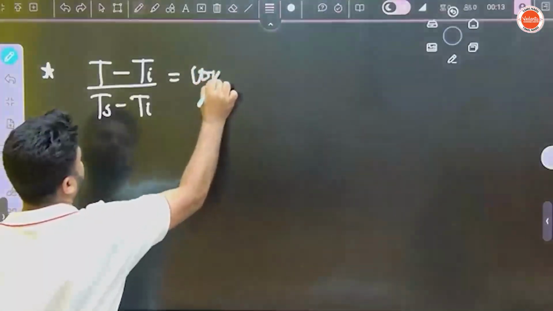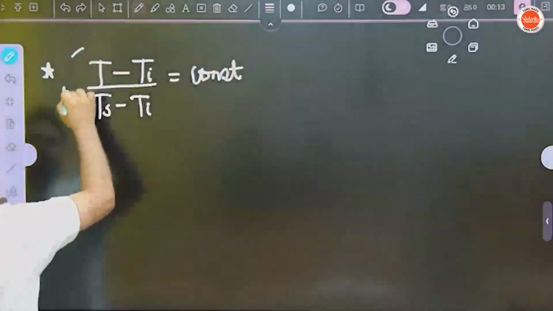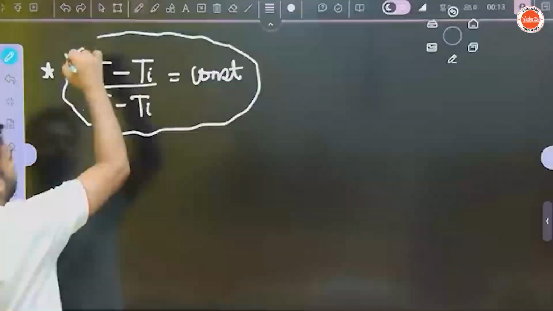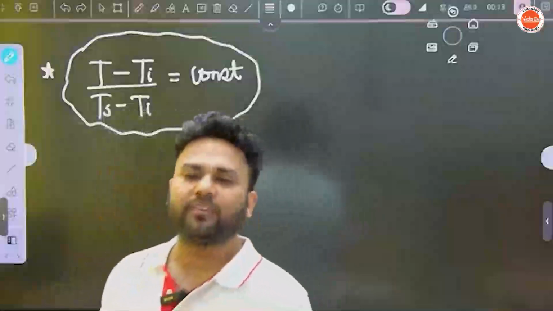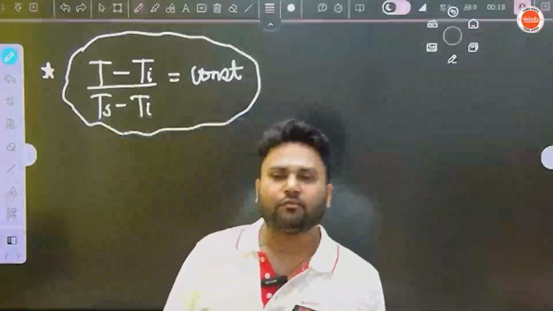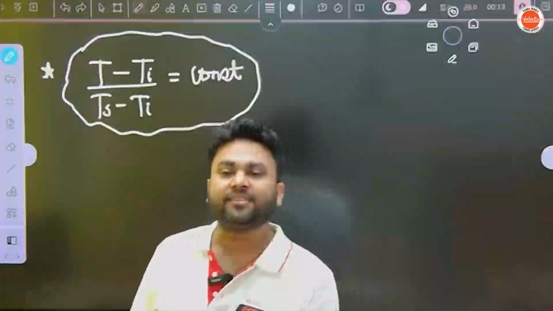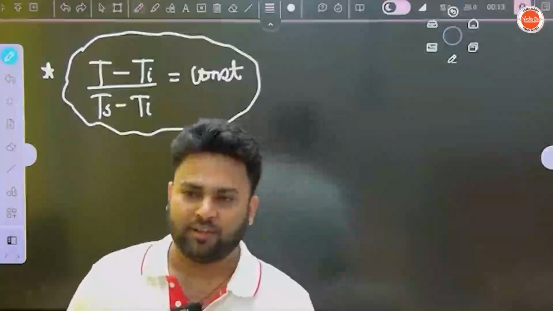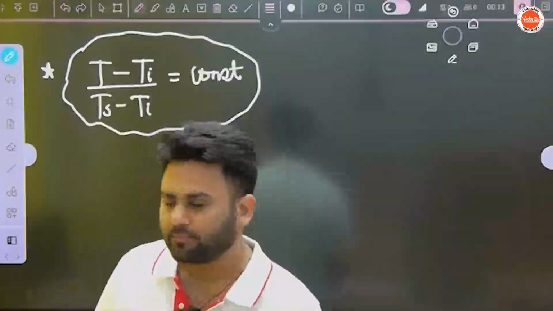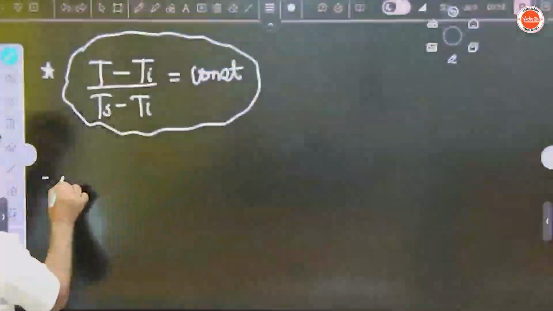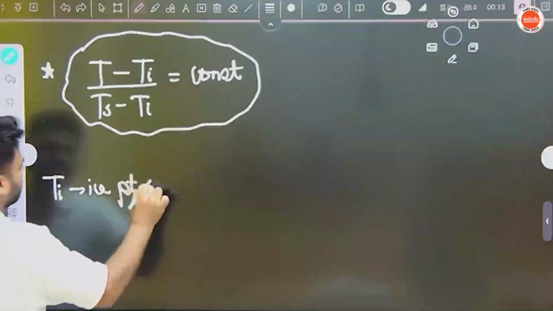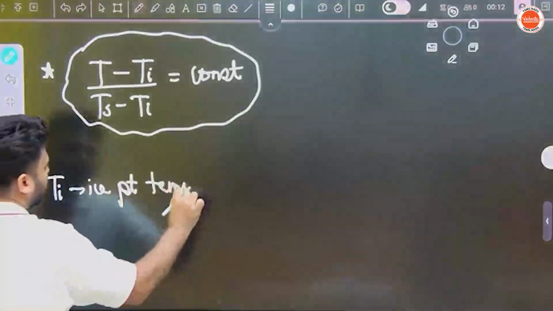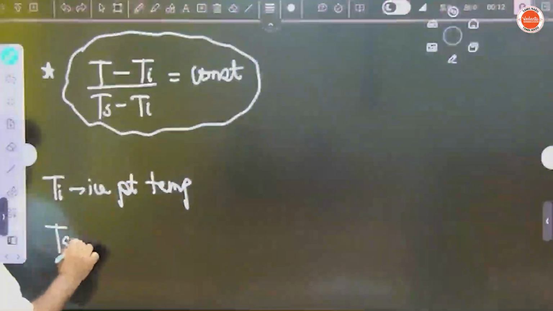Now what is this? Very important. Ti is ice point temperature, the temperature at which ice is formed. And Ts is steam point temperature, the temperature at which we get steam. So Ti is ice point temperature, and Ts is steam point temperature.